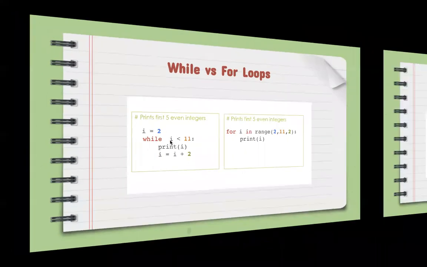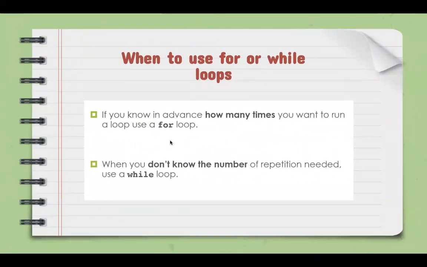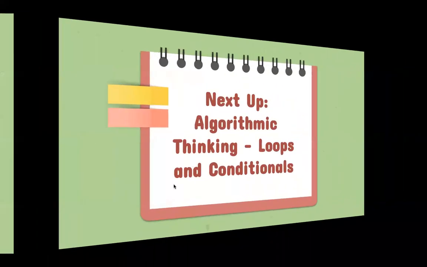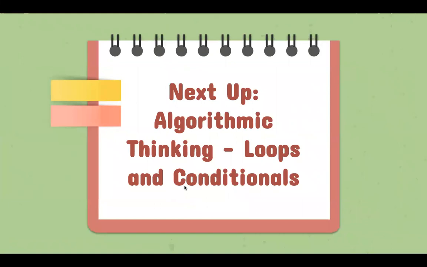So when to use for and while loops. If you know in advance how many times you want to run a loop, use a for loop. But if you do not know the number of iterations needed, use a while loop, in which case you can define a condition that has to be met for the loop to run. And that pretty much wraps it up.